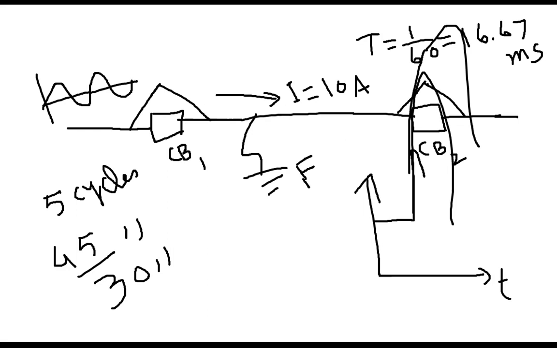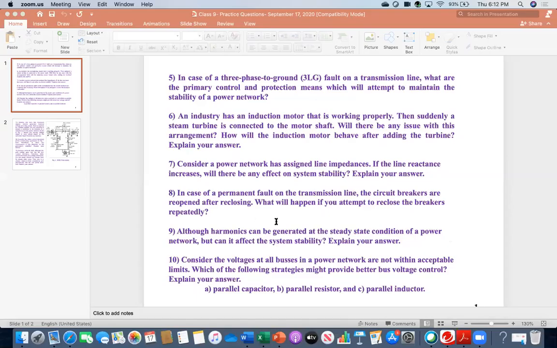Yes, sir. Yes. So now go back to that question. Read that question now. In case of a permanent fault on the transmission line, the circuit breakers are reopened after reclosing, because it will reopen. What will happen if you attempt to reclose the breakers repeatedly? So therefore you understand the consequence. You might say the circuit breaker itself might fail, might be broken, might be damaged. And of course, because of reclosing, the connected system, connected devices will also be affected significantly. That's why it is not suggested to attempt multiple times.